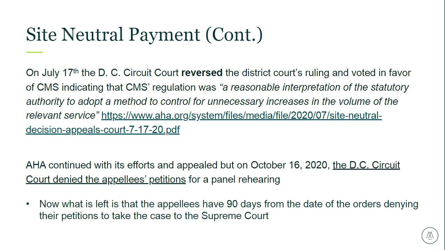And so by July 1, 2021, CMS is going to start reprocessing outpatient clinic visit services, even if they were provided in an accepted or grandfathered location, to be paid at the same rate as the non-accepted off-campus locations.